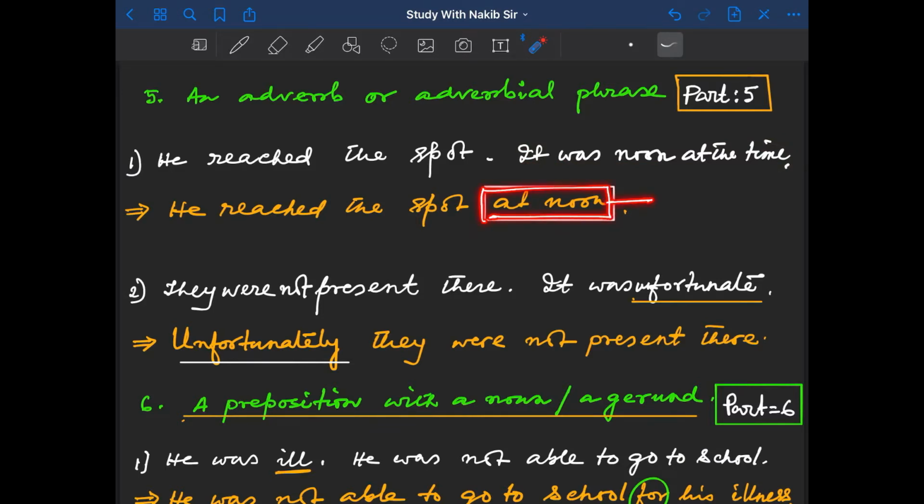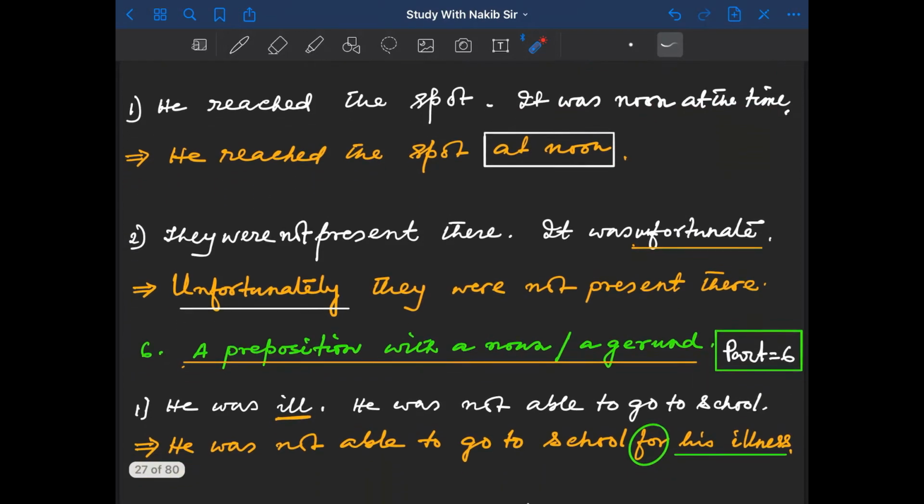For this it is an adverbial phrase. Add this phrase to the first sentence and you will get your combined sentence. He reached the spot at noon. This is an adverbial phrase. So the second sentence is turned into an adverbial phrase this way. Okay, learn this.